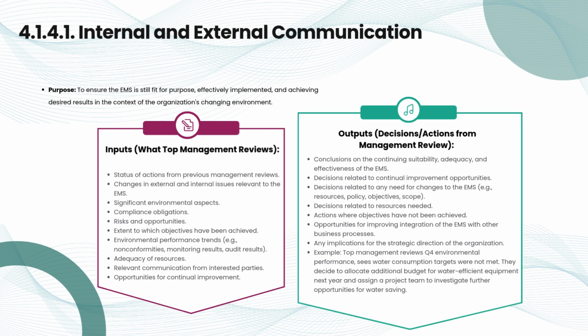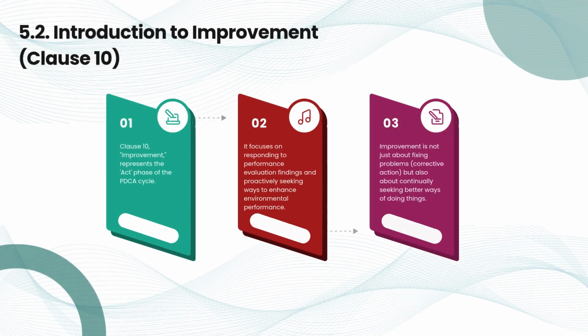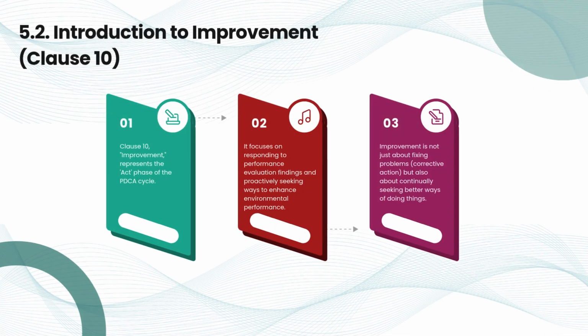For a practical example, top management might review the environmental performance for Quarter 4 and see that their water consumption targets were not met. As an output, they might decide to allocate an additional budget for water-efficient equipment next year and assign a dedicated project team to investigate further opportunities for water saving across the facility. This shows their commitment to corrective action and continual improvement. We've checked our performance. Now it's time to act.